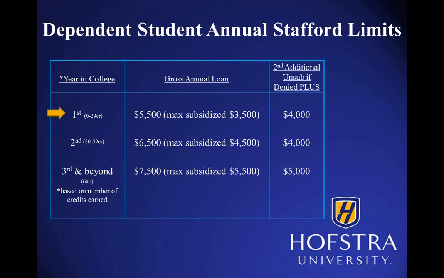Our next slide displays a chart for dependent student annual Stafford loan limits. The first year in college, the maximum annual Stafford loan limit is $5,500, of which a maximum of up to $3,500 can be subsidized, again based on demonstrating financial need as calculated by the FAFSA. The far right column indicates an additional amount of unsubsidized Stafford loan the student will be eligible for if the parent applies and is denied for a Parent Plus loan, which we will discuss further in the presentation.